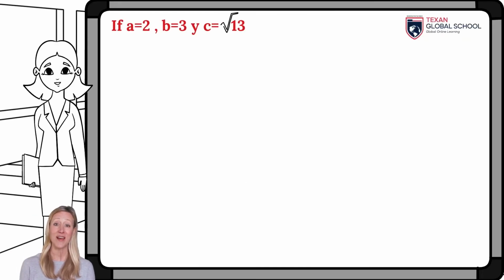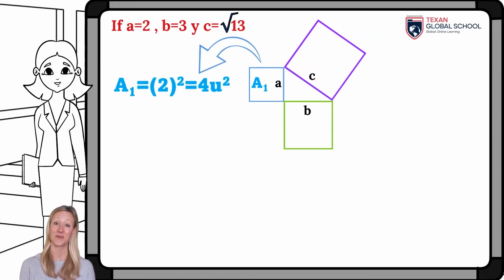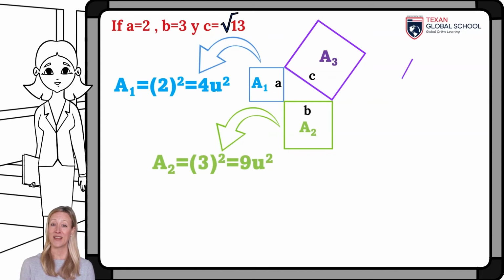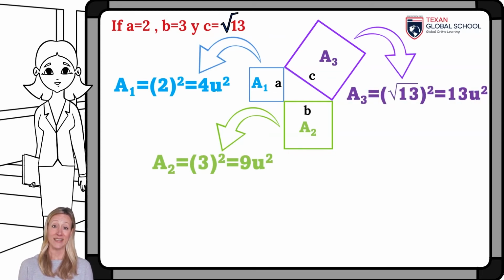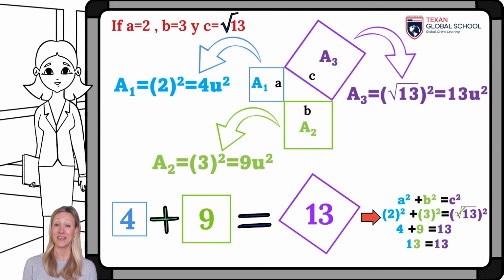Another way to verify is by drawing the squares from the sides of the right triangle and calculating the areas. Area 1 is the square of 2, or 4. Area 2 is the square of 3, which is 9. And area 3 is the square of the square root of 13, which is 13. We can verify that, effectively, the sum of areas 1 and 2 is equivalent to area 3.